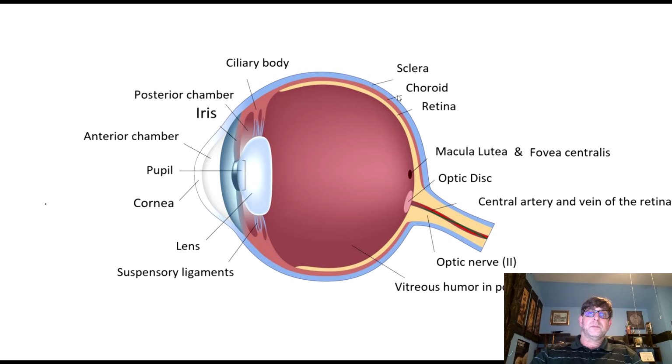The choroid continues to the front of the eye to the ciliary body, which contains smooth muscle and surrounds the lens that are also connected to fine threads called suspensory ligaments right here. These function to relax and contract the smooth muscle to change the shape of the lens, which then focuses light onto the retina.